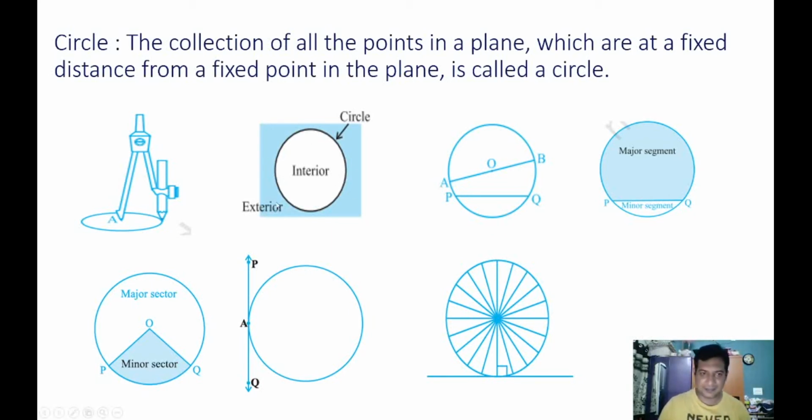Moving on, you have two areas in the circle. Basically, one is the interior and the other the exterior, nothing but the inside area of the circle and the outside one. Coming to the third diagram, you can see there are two line segments, basically PQ and AB. AB has its center O, which is also the center of the circle. This line AB is called the diameter of the circle. Clear? And the radius is nothing but half of the diameter, that is OB.